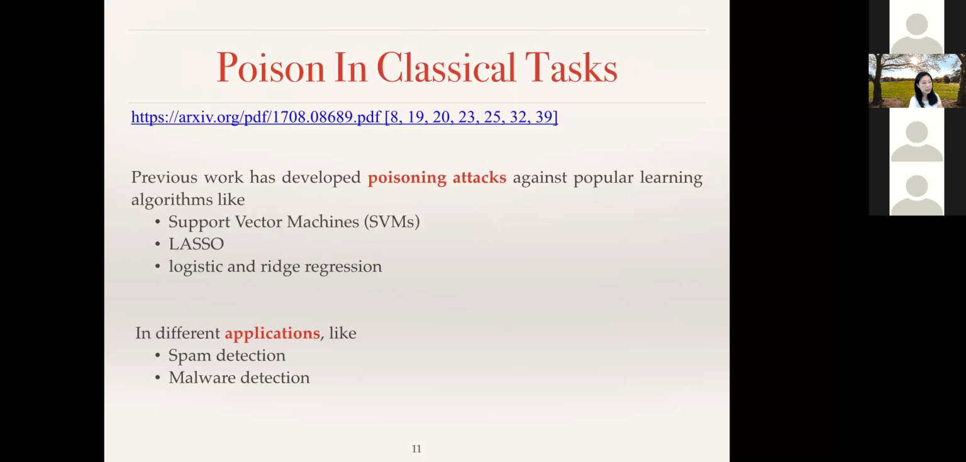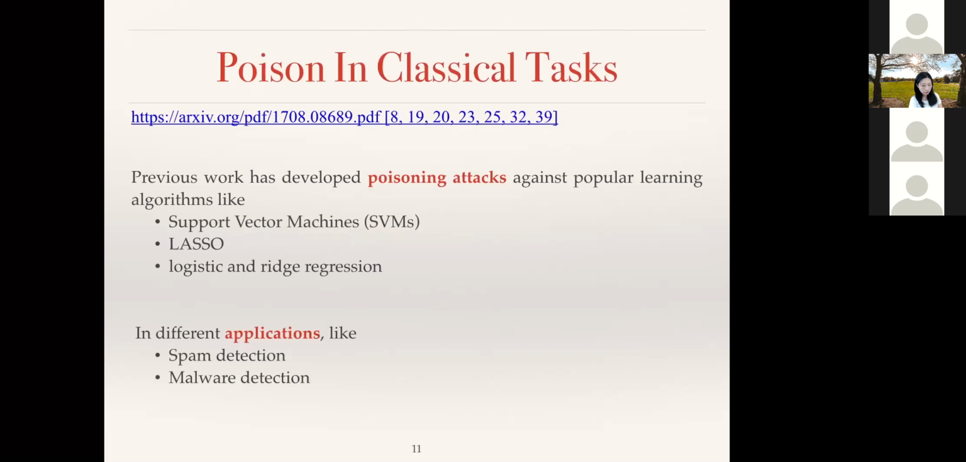So we see some poisoning in classical tasks, right? People have developed a lot of poisoning attacks against popular learning algorithms like support vector machines, lasso, logistic regression, ridge regression, and so on. And they've been successfully applied to spam detection and malware detection. You can just have poison data injected into the training set, and the spam detection or malware detection would just fail.